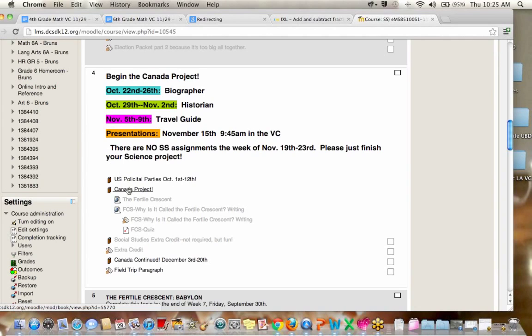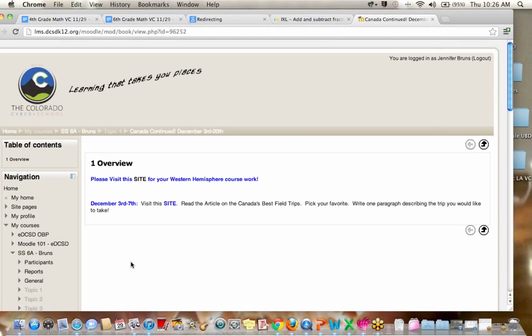All of us have turned in our Canada project, so we are done with this particular book. I have it open so you can go and look. But here is Canada Continued. How many people saw the email I sent out yesterday with the site on it where you can go and add your Canada project to the site? Cool. Okay, so I'm going to show you two different things. I created a site, and you're going to add your Canada project that you've already done to the site.